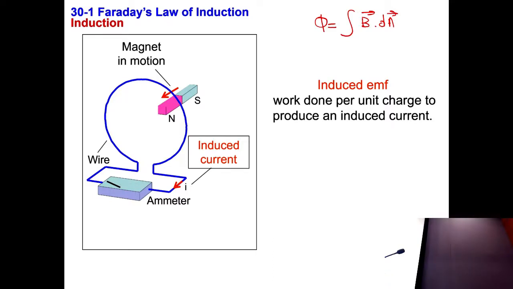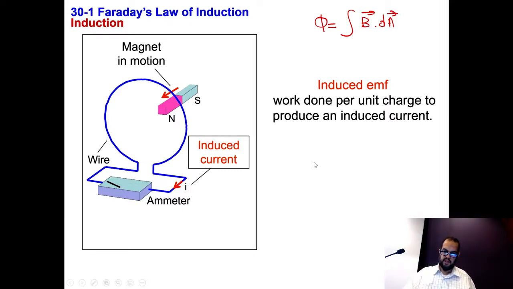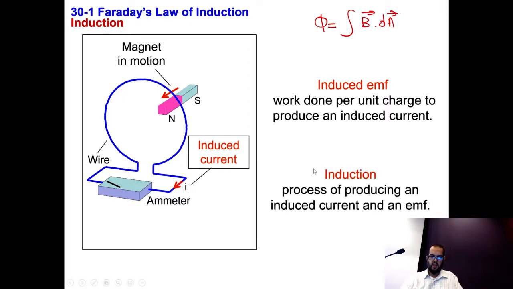Remember, we used electromotive force to refer to the battery, and I said this is not a good name, and it is a very old name. But it is as if you are temporarily putting a battery in this loop when there is really no battery. So that's why we call it induced EMF, and it is this induced EMF or voltage that produces a current in the loop. So this is the work done per unit charge to produce an induced current, and so the process gives us a current and the EMF.